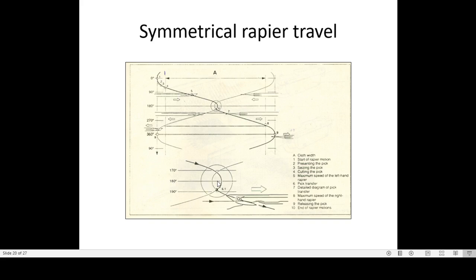See here at 180 degrees what happens. The left hand also comes to this point, the right hand also comes to this point, and the right hand rapier goes inside the left hand and grips the weft, and at 90 the right hand rapier is going back. So the same distance it has to come and exchange. The symmetric rapier travel is very important, and the setting should be done properly. So see the figure carefully.